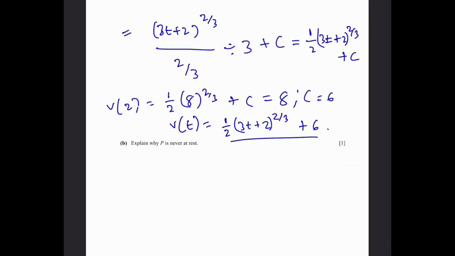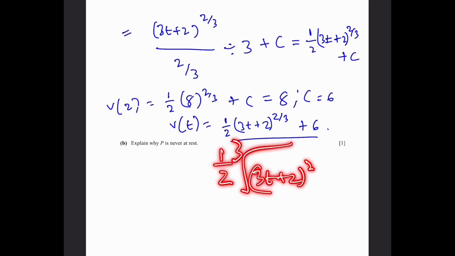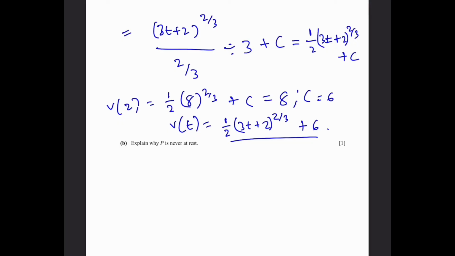B. Explain why p is never at rest. So if p is at rest, that means its velocity is equal to 0. If p is never at rest, that means the velocity cannot be equal to 0. So the question is indirectly asking to prove that this can never be equal to 0. Well, the simplest way to think about this is that this to the power of 2/3 is just half times the cube root of (3t + 2), squared. And this is going to be always positive.